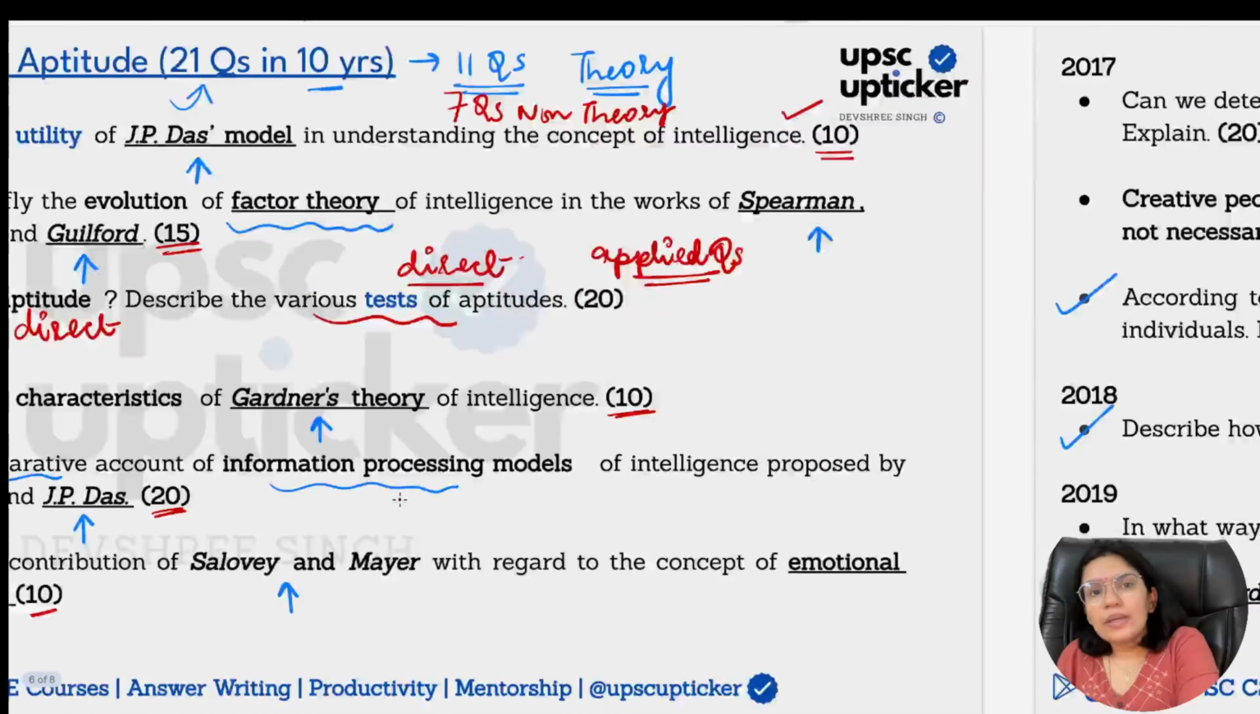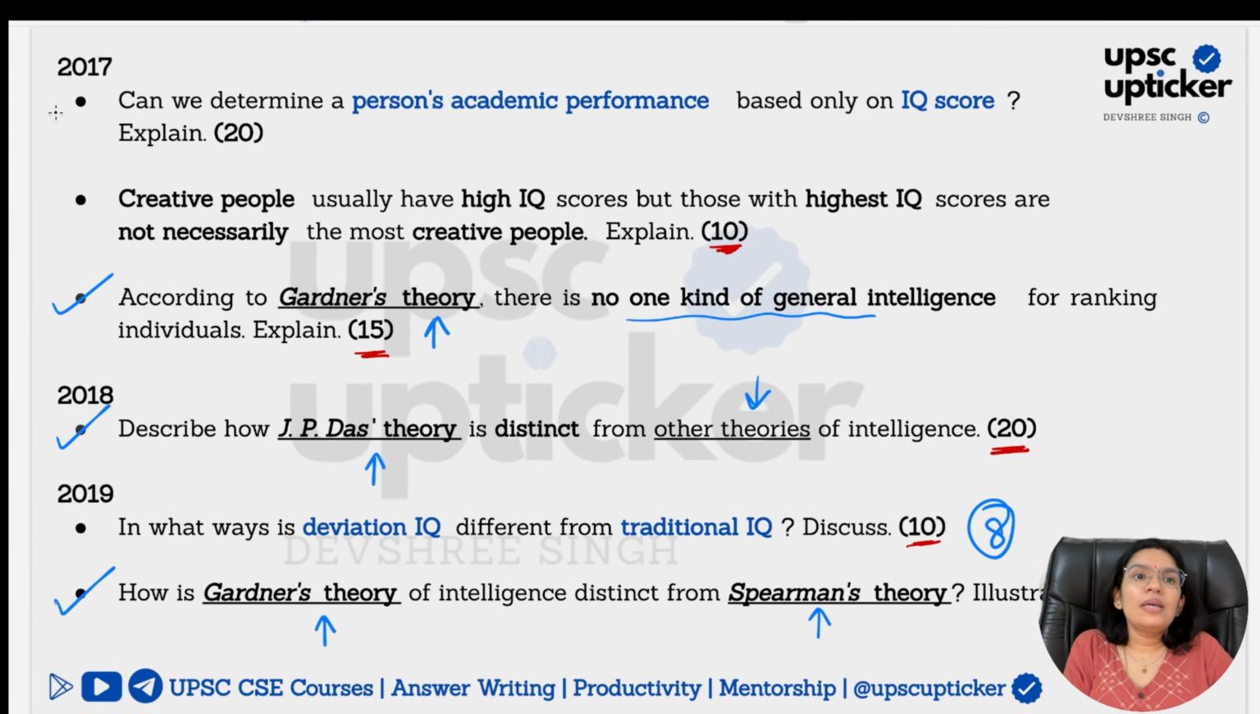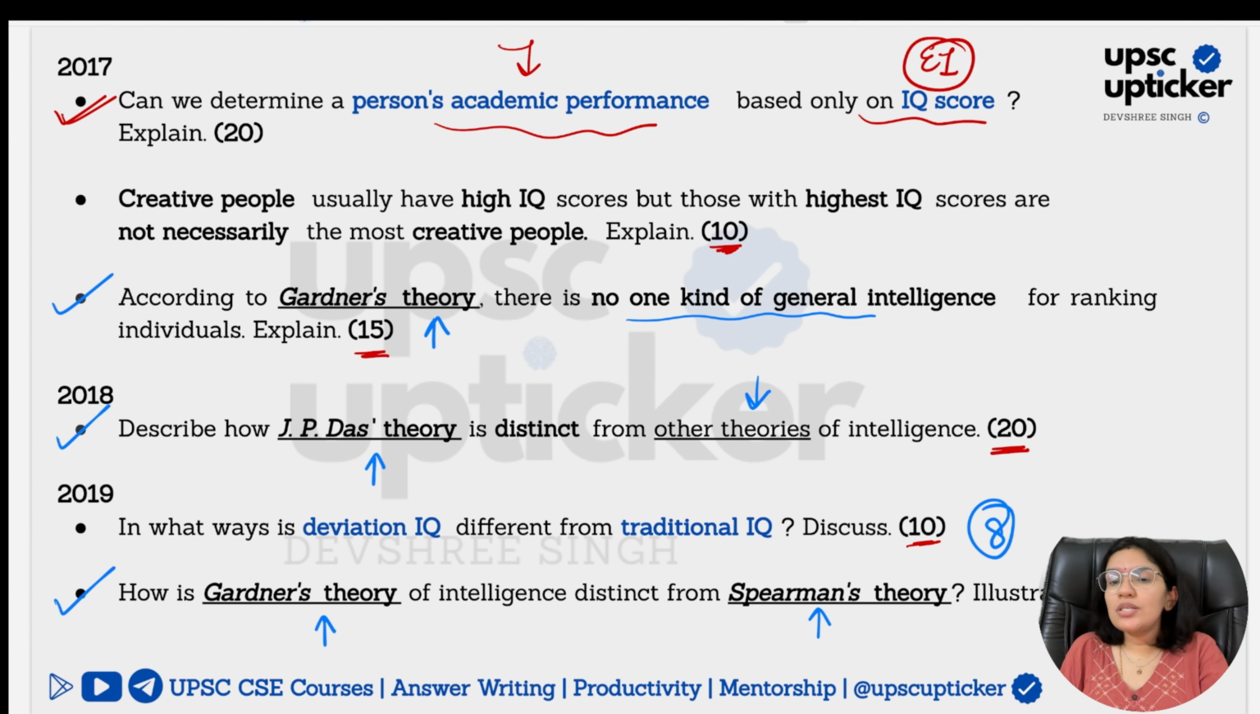Here I want you to now look at the next question, which is a non-theory question. Can we determine a person's academic performance based only on IQ score? Explain it. Now this is a good question. It is not a mandatory one, but a non-theory question. Till now we have mainly looked at IQ scores, but it is not just the IQ which can give you a holistic understanding of someone's academic performance, right?